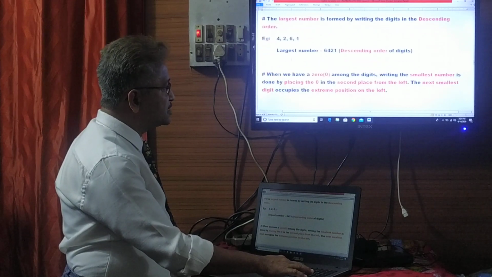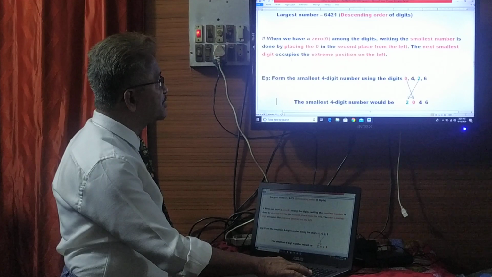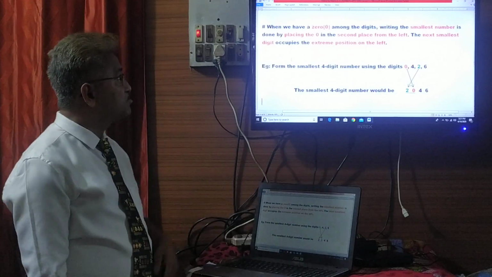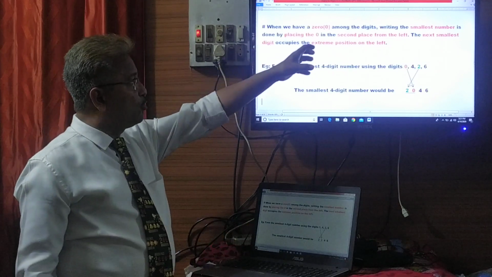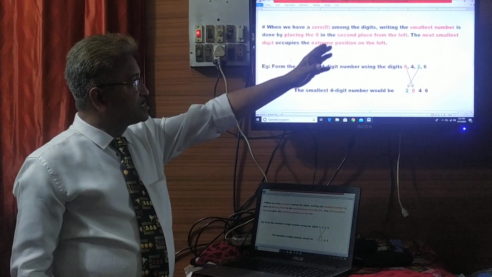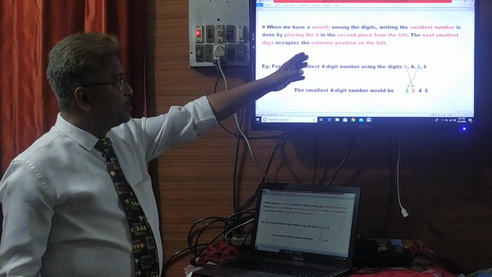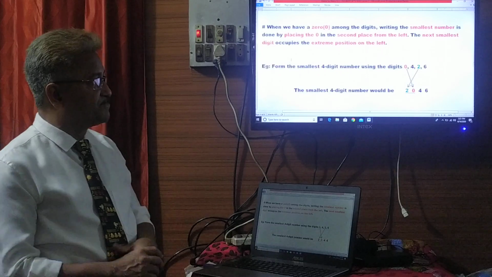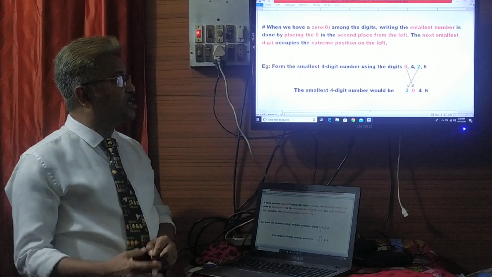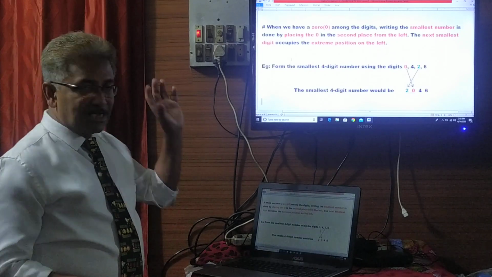Now, something that is very important, and something on which we sometimes make a mistake. When we have a 0 among the digits, writing the smallest number is done by placing the 0 in the second place from the left, and the next smallest digit occupies the extreme position on the left. Now let's understand this.